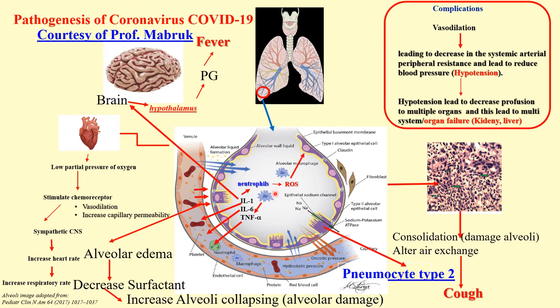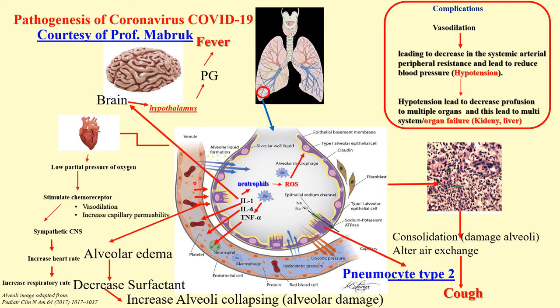This will attract macrophages. Macrophages will be releasing inflammatory mediators like interleukin 1, interleukin 6, and the tumor necrosis factors. These inflammatory mediators will go to the blood vessels surrounding the alveoli. So these are the blood vessels. And this will result in the vasodilation of the blood vessels surrounding the alveoli.